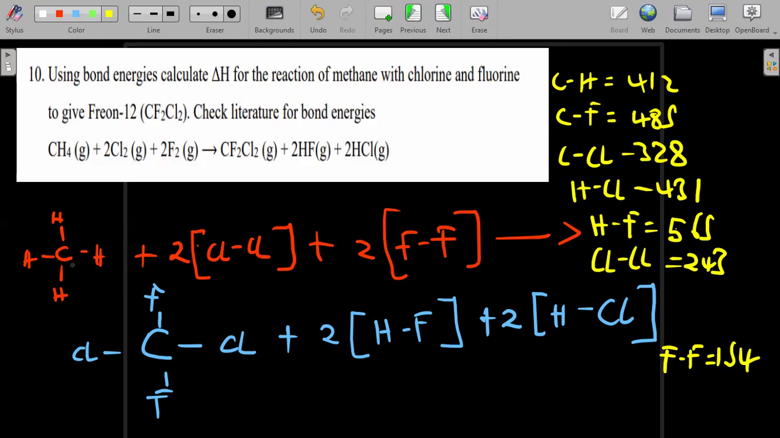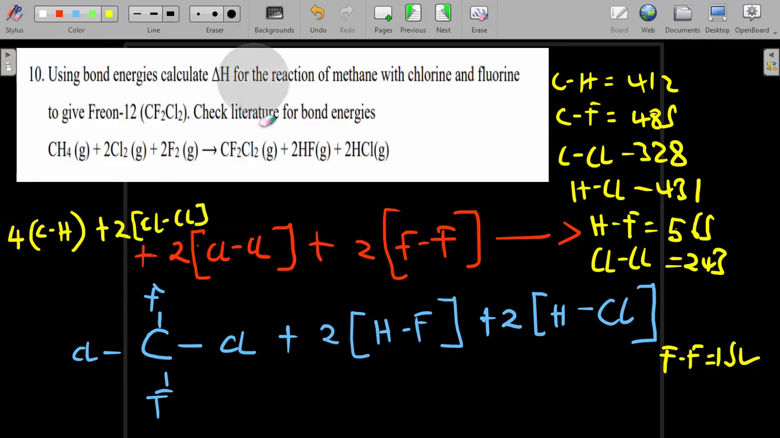So from the first one here, I can see that I have 4 CH bonds. I have this CH bond, this CH bond, this CH bond, and that CH bond. So I have 4 of them. So here where I had this bond, I'm just going to write 4, and then I write CH bond. And then plus, I still have plus 2 Cl.